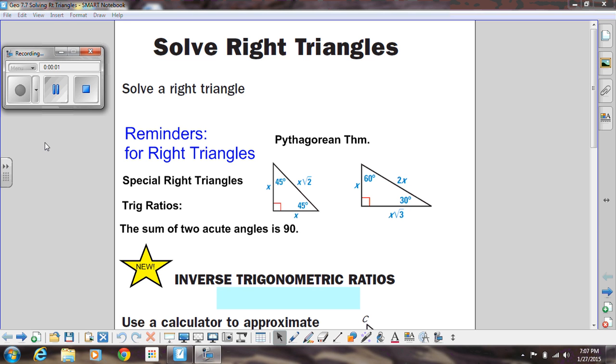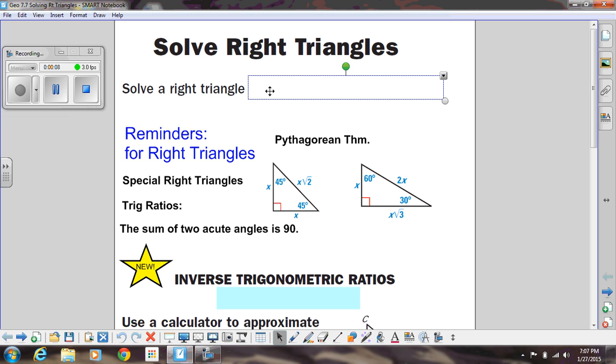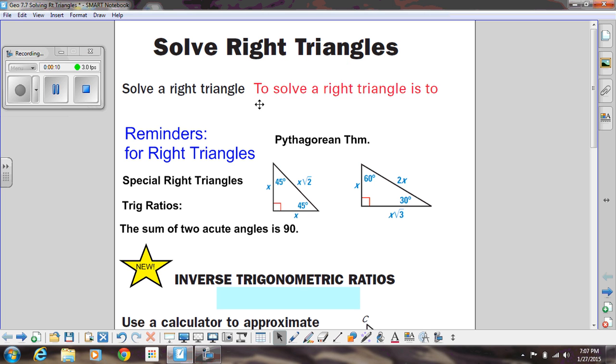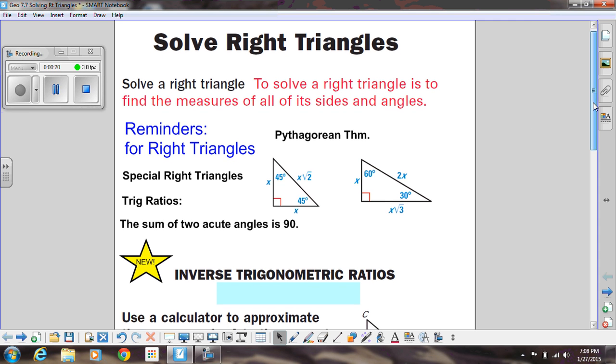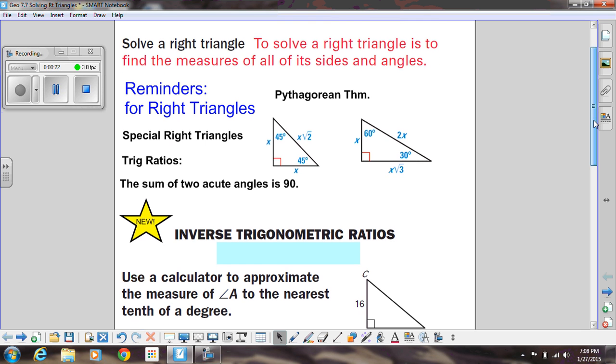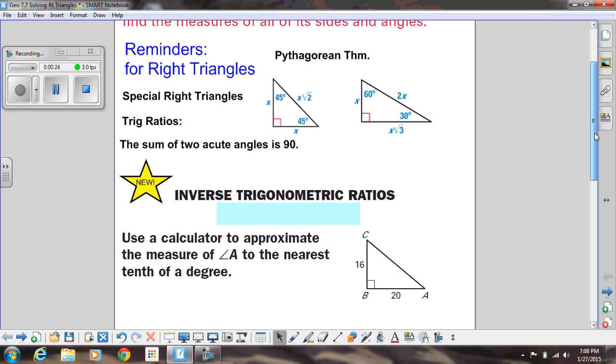Alright, so we are continuing our work with trig to solve some right triangles. And when I say solve a right triangle, what I mean is we are going to find all of the measures of the sides and the angles. So I need to know all three sides and all three angles. And I also wanted to remind you about some things that we know about right triangles, because we can use all of these tools to help us solve right triangles.